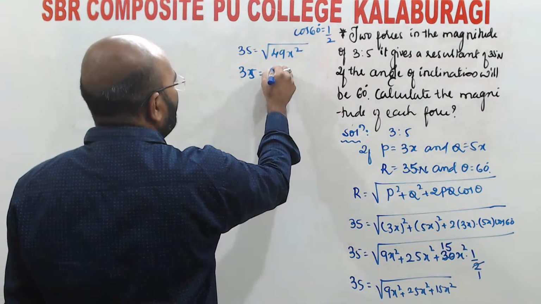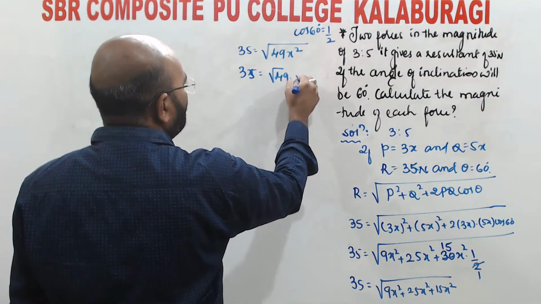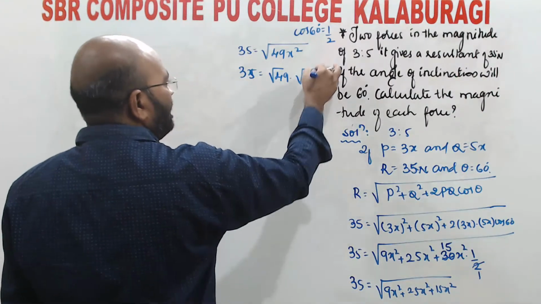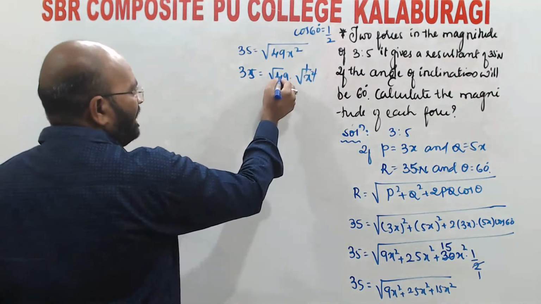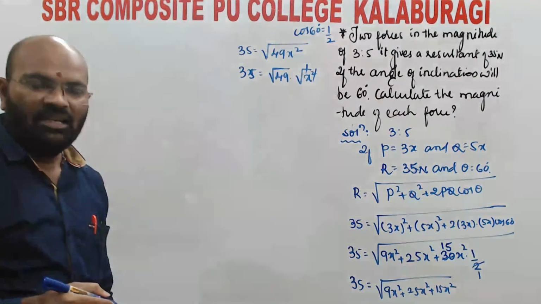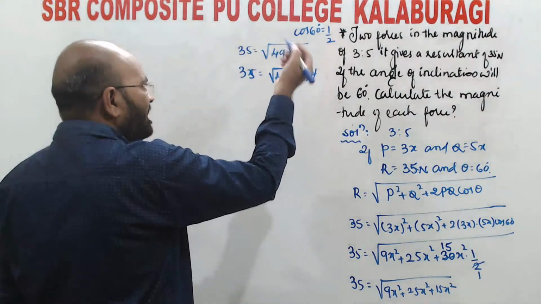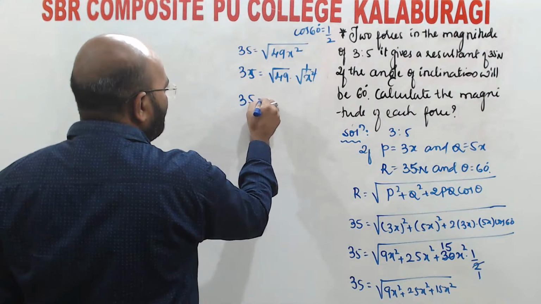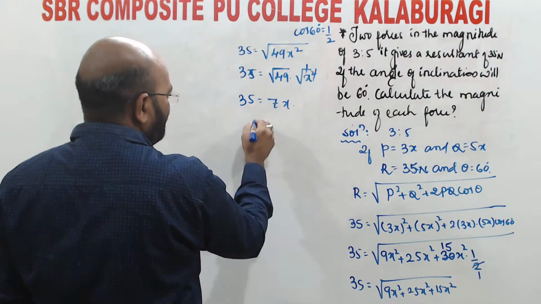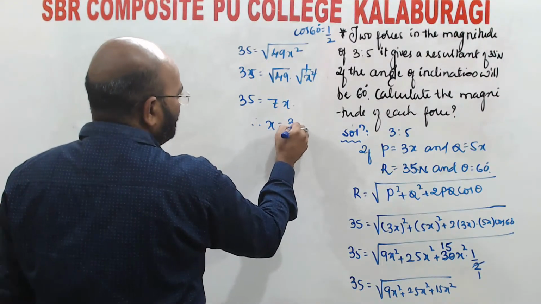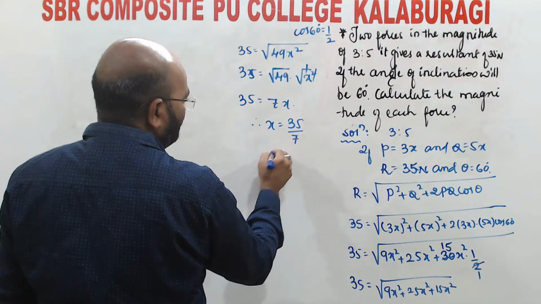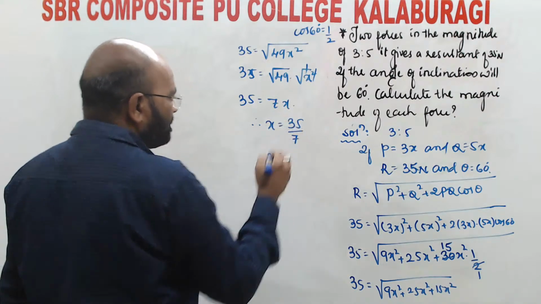35 is equal to the square root of 49 times the square root of x squared. The square and root will be cancelled. The square root of 49 is 7, since 7 sevens are 49. So 35 is equal to 7 times x. Therefore, x is equal to 35 by 7. So how much do we get for x here?